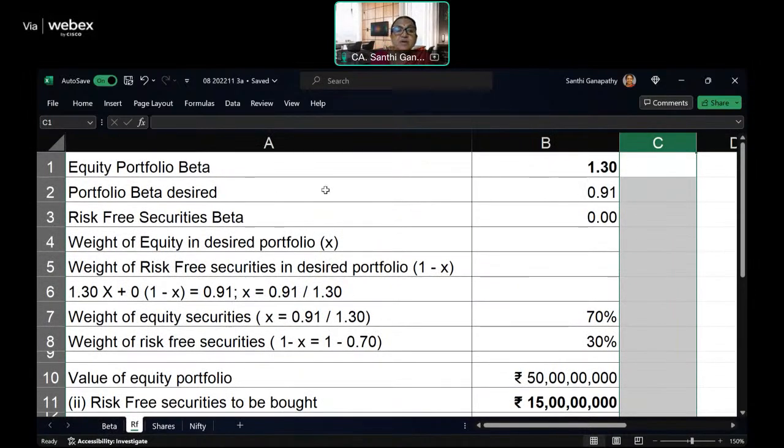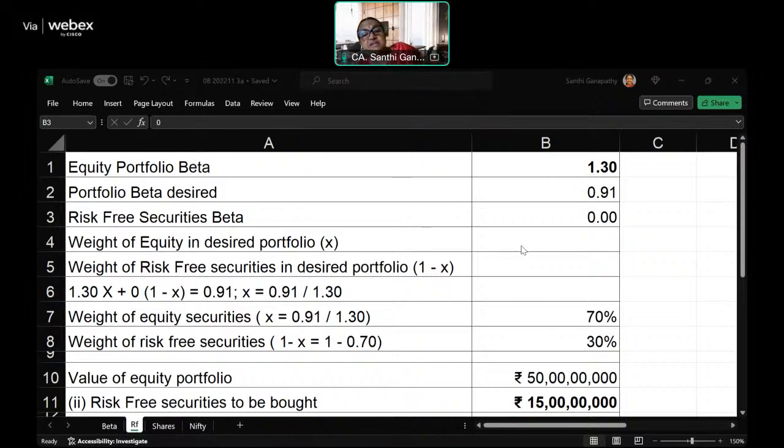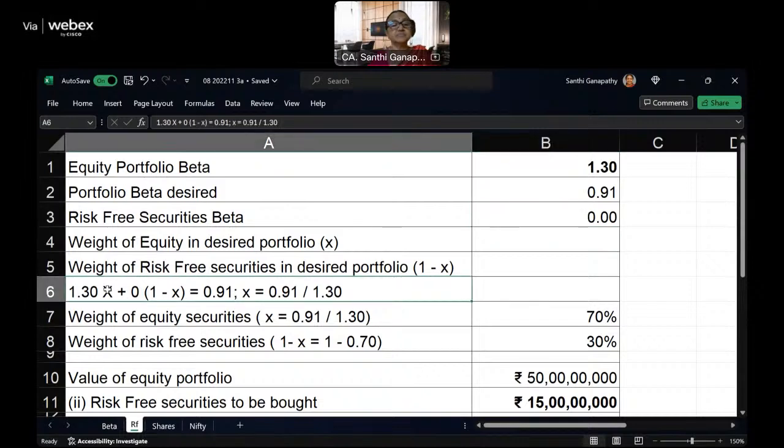Equity beta, how much? 1.3. What do you require? 0.91. For risk-free securities, what is the beta? Zero. The weight of equity in the desired portfolio will be x. Now we are looking at a binomial situation, so the weight of risk-free securities will be 1 minus x. 1.3 into x, then 0 into 1 minus x, should be equal to 0.91. Solve for x. So we have assumed x, equity, to be 70%. The balance has to be risk-free. Total value, we know, risk-free to be bought, 30%.